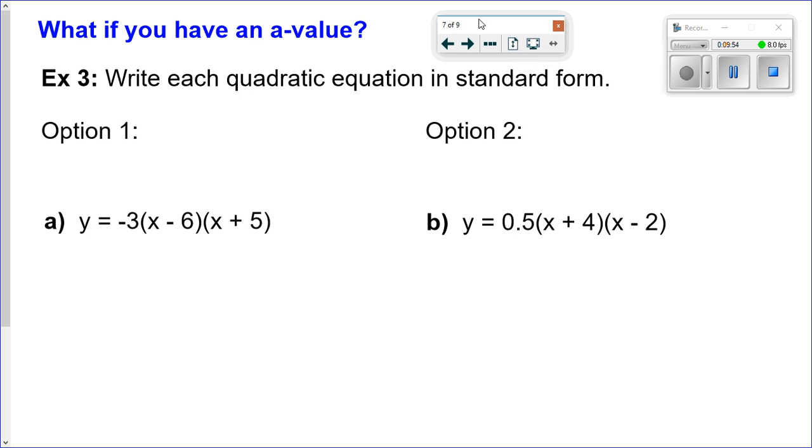Now, what happens if you have an A value? And recall that A is a number in front of everything that multiplied by the whole gobbledygook. And the answer is, it really doesn't change anything, but now you have some options as to how you proceed. Option 1 is that we could ignore the A and move forward as though it's not even there.